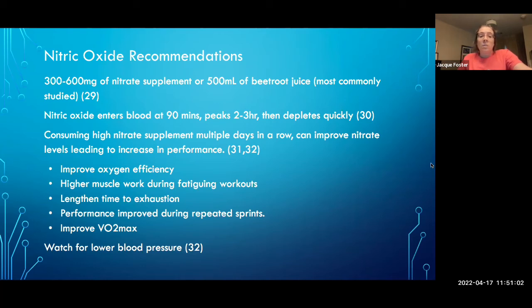Consuming these high nitrate supplements a few days in a row can improve nitrate levels, leading to an increase in performance. So you will see effects like improved oxygen efficiency and higher muscle work during fatiguing workouts. You will have a shorter time to exhaustion. Your performance will improve, especially during repeated sprints or repeated exercises that have breaks and you need to go again. And then you'll also see an improvement in your VO2 max. You do need to watch out for lower blood pressure because of the vasodilation, so be mindful of that.